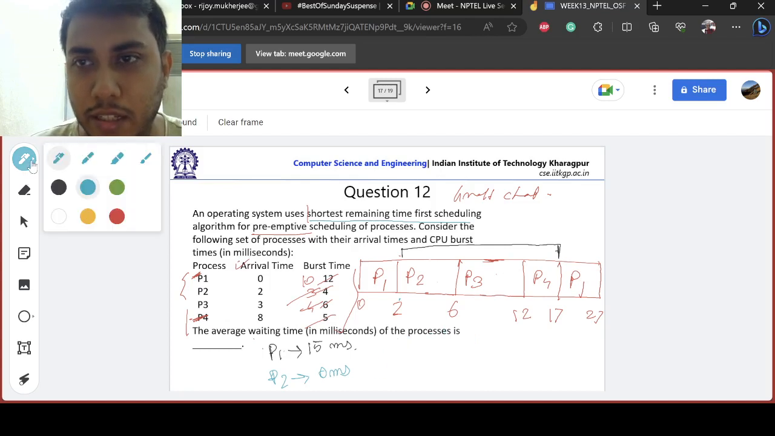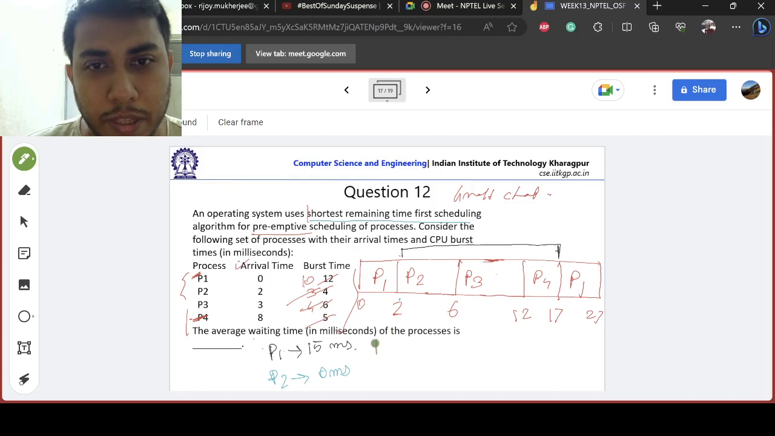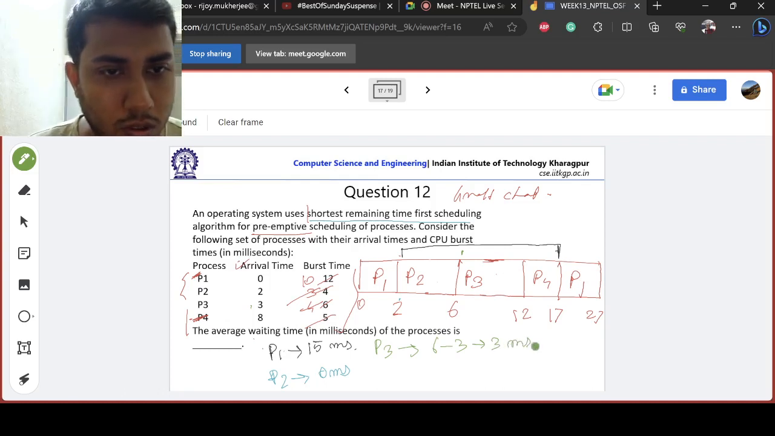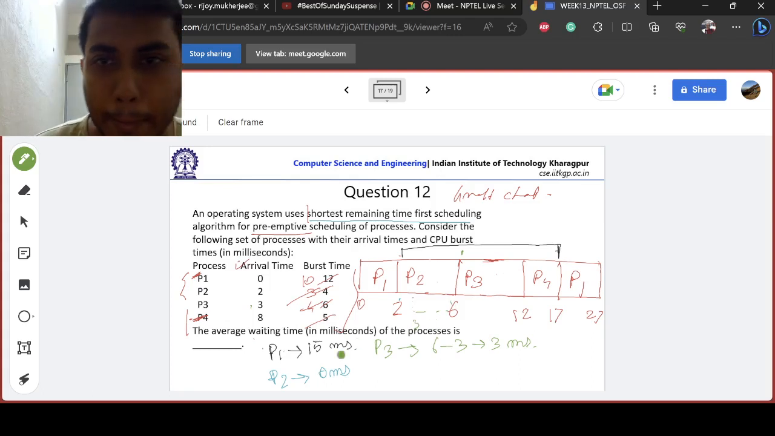Then comes P3. P3 starts at 6. Right. But P3 arrives at 3 seconds. So P3 waits 6 minus 3, that is 3 ms. So it waits for 3 ms. So it will be something like this, 3 to 6.